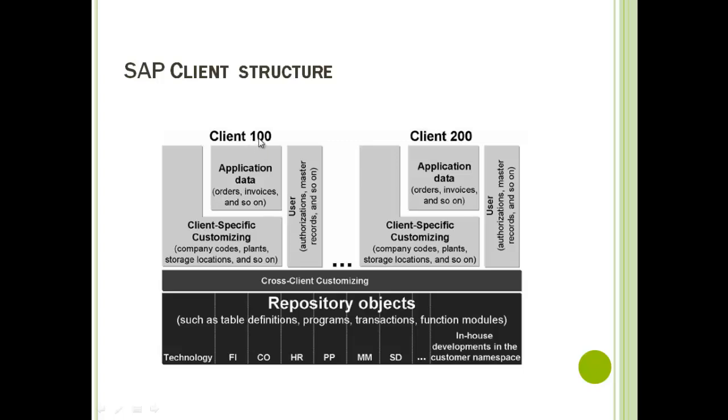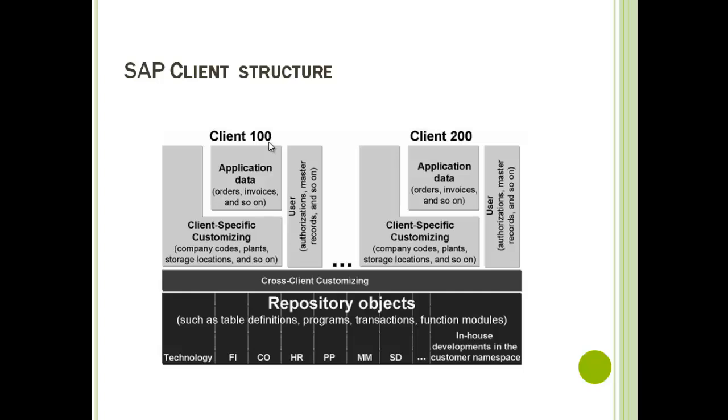A client is identified with a 3-digit number. Some clients are reserved: 000, 001, 066. We cannot create clients with these numbers, because 000 is the default client, and 001 is also a default client. Actually we copy 001 to create additional clients. When you have SAP installed, you will have only 3 clients: 000, 001, 066. 000 is used only for special purposes, for configuration, some transport management, stuff like this. And 001 is the client which will be copied to create additional clients, and 066 is used by SAP for early watch.